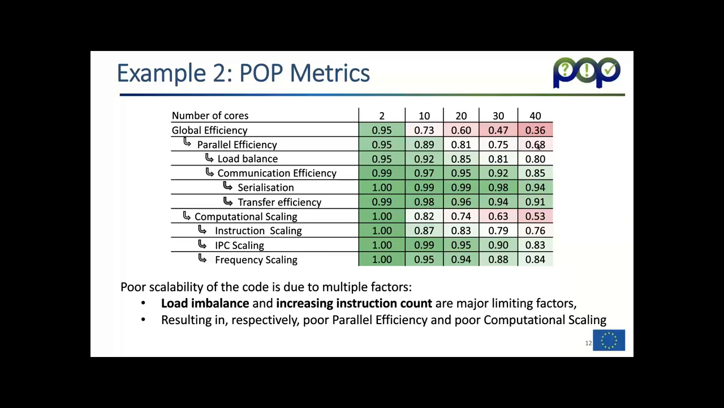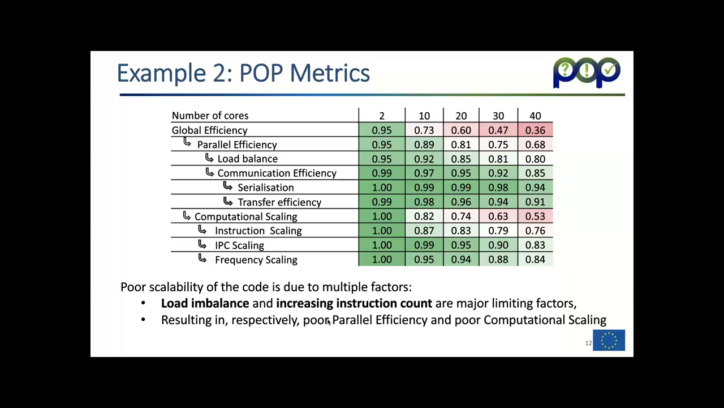Okay, let's go back to parallel efficiency. This is the second row. Parallel efficiency is the product of load balance and computational efficiency. In this case, computation efficiency is quite good, and load balance is bad. It's only 80%. I can tell my customer again, look at how you decompose your problem across MPI ranks. It doesn't seem to be balanced. There are some ranks that do more work than others.